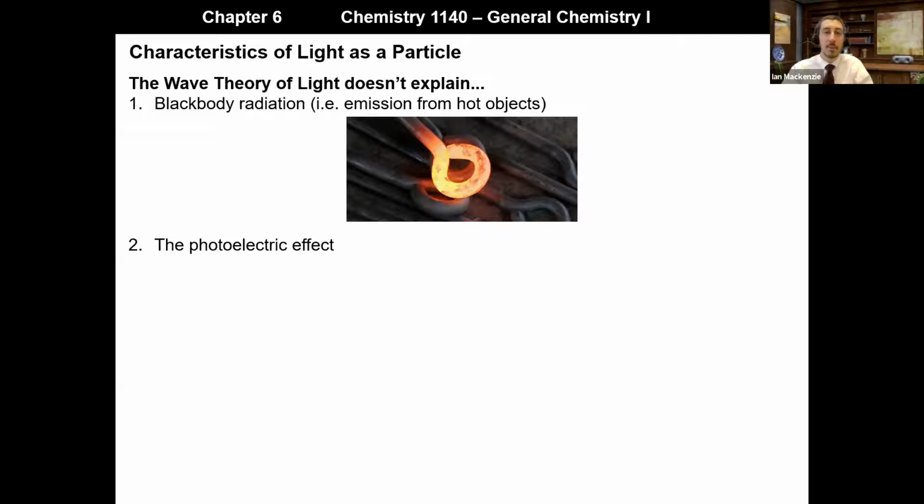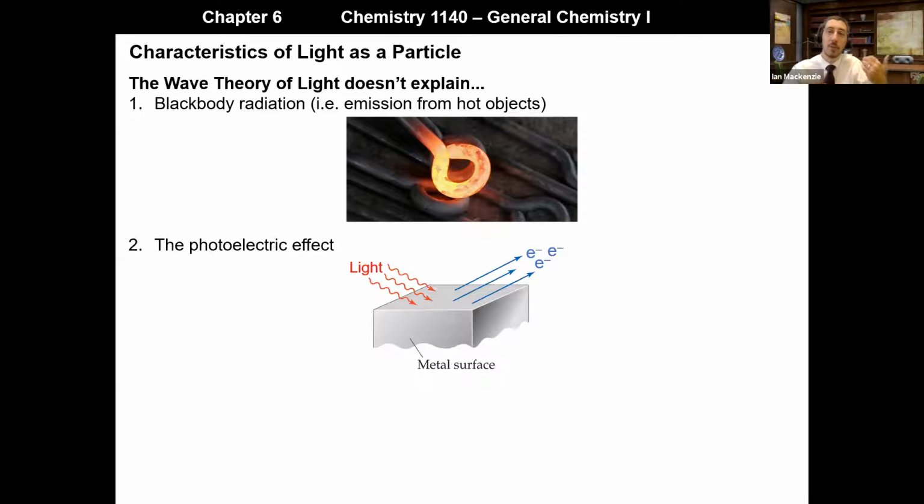The next phenomenon that isn't well explained is something known as the photoelectric effect. The photoelectric effect is a case where we have a metal surface, and they noticed that if you shone light onto the metal surface, you'd actually eject electrons from it. And it also ended up being dependent on the wavelength of light as well. And that was really not explained at all by this theory of light as just an energyless wave.